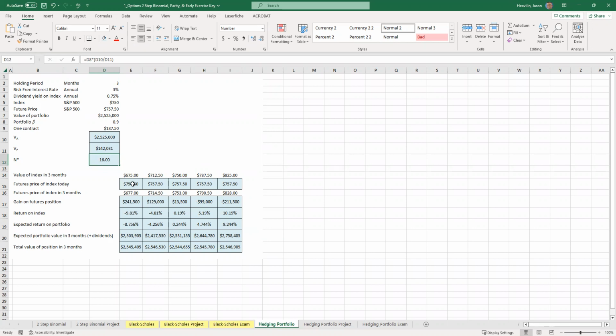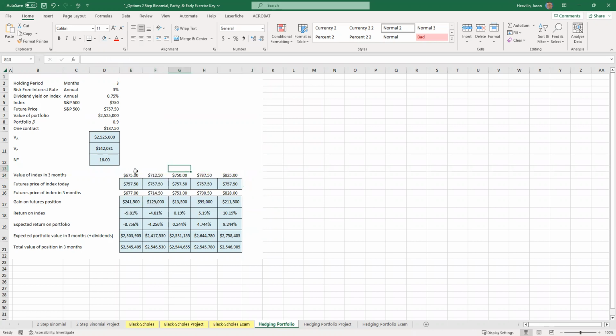Now, let's talk about this table. This is not a timeline. These are different scenarios of what could happen if the index goes up or down, and also if the futures move with it. So these here in white will be given numbers. These here in blue are the ones we're going to calculate. Again, this is not a timeline.